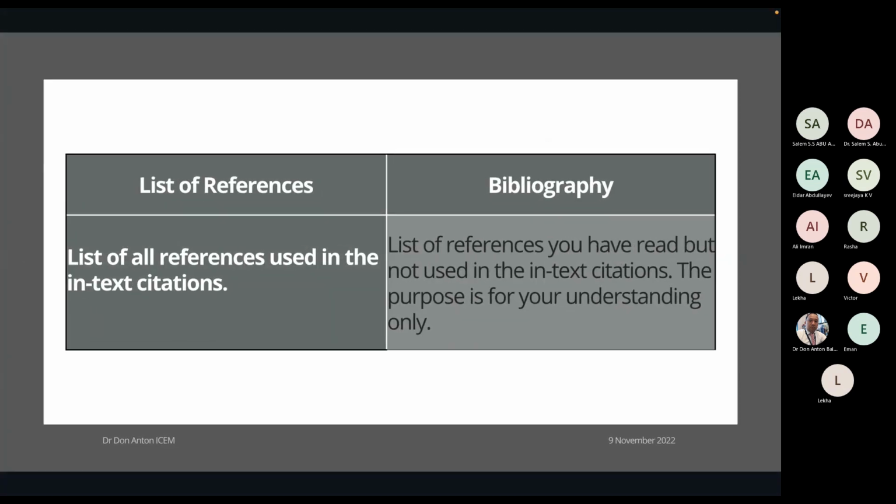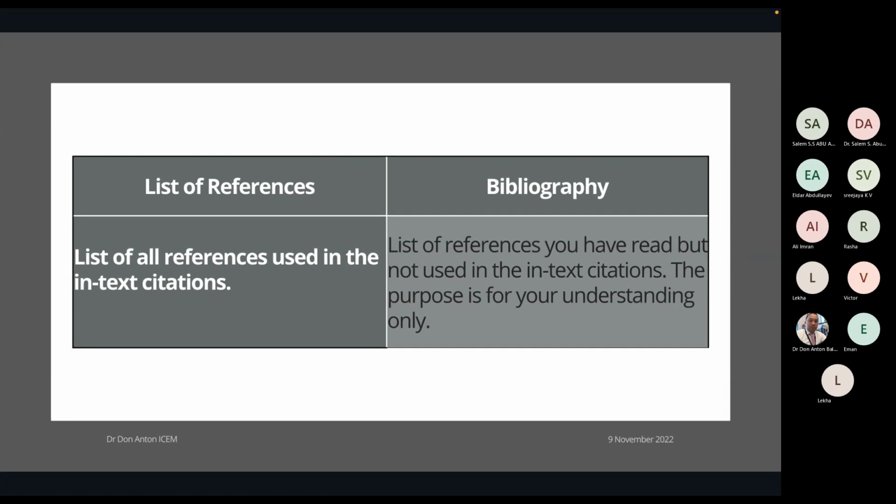So in your paper, you can have two sections of references. One is the list of references, and the other is the bibliography. The difference is that in the list of references, all the authors that you have cited in your paper must be listed here. While in the bibliography, you don't have to include the cited authors, but instead you can put here the references that you have read, that you have found, who have increased your knowledge, who have contributed to your understanding, but they were not cited.